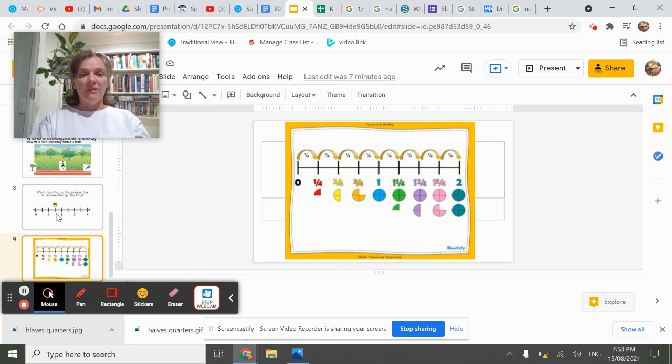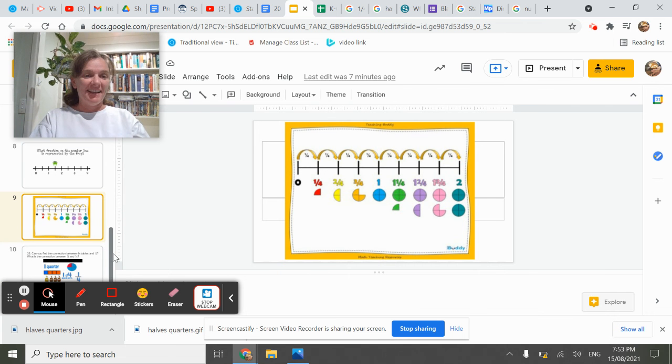This one's what halves look like, what quarters look like. And if it was halves, it would be 2 of those quarters. They would be bigger jumps going across there. We're going to be having some more look at that next week.